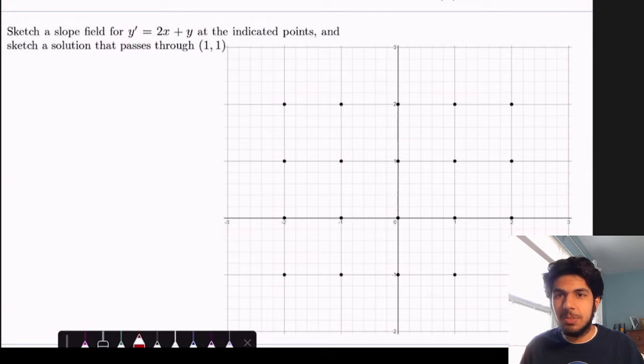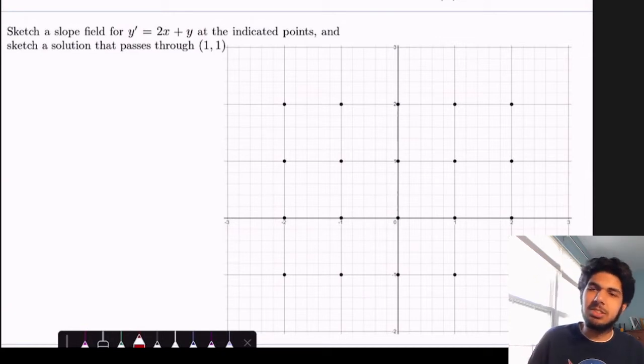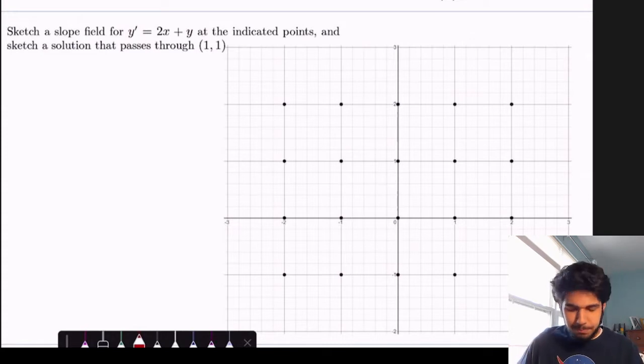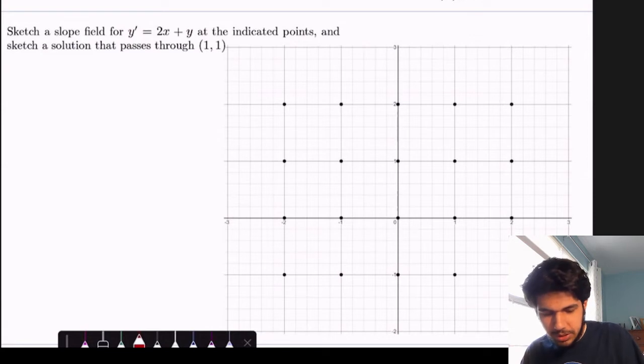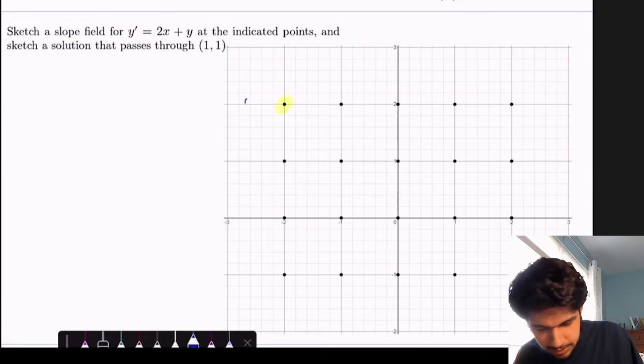So sketch a slope field for y prime equals 2x plus y at the indicated points, and sketch a solution that passes through (1, 1). So what do we need to do? Let's take a look at this point here first, which is located at (-2, 2).